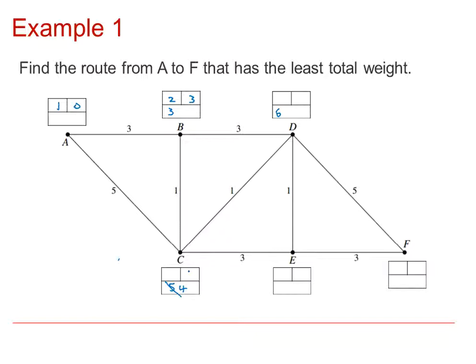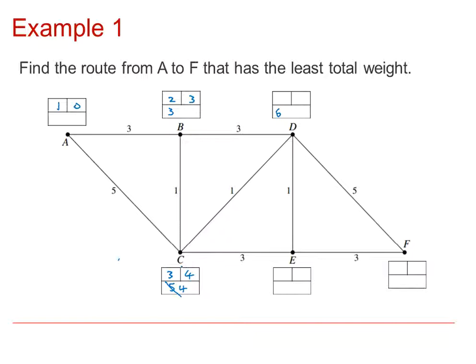I can now make the 4 permanent, and it's the third permanent label. And I know that it's permanent because any other route other than A, B, C to get to C would have to travel through a 6, and a 6 is bigger than this 4. So the smaller value 4 can become permanent.